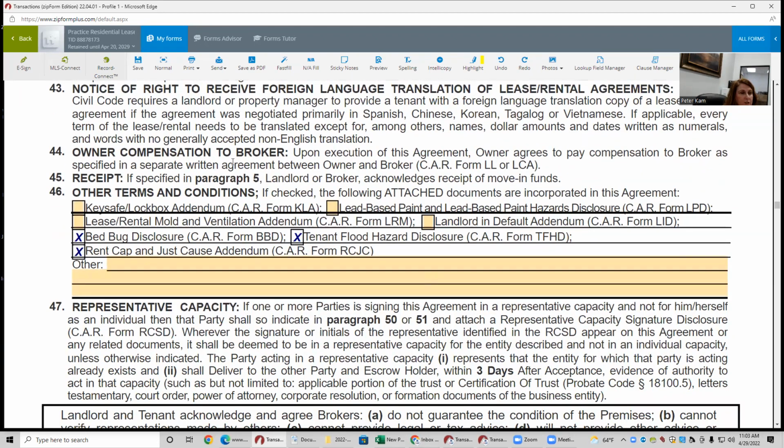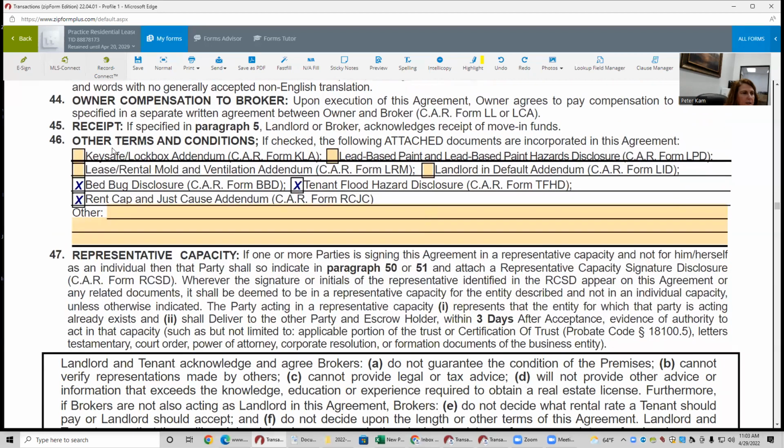Owner compensation to the broker. Upon execution of this agreement, the owner does agree to pay compensation to the broker as specified in a separate written agreement between the owner and the broker. And that's usually on your listing agreement. Okay, so make sure you have your percent in there.